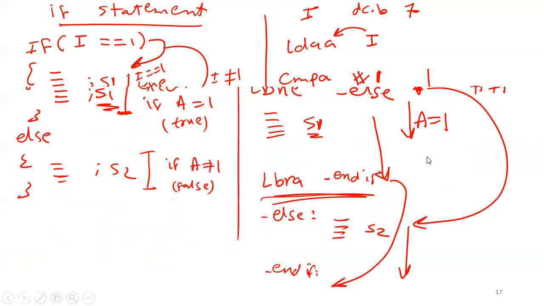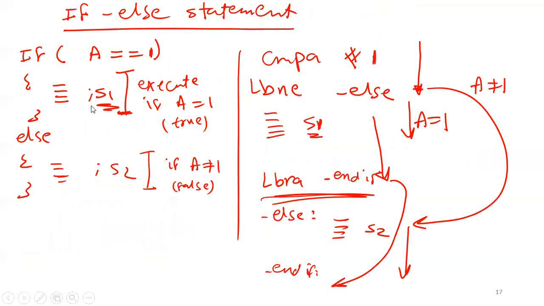Let's have more examples. So let's have another example here, guys. If else statement: if A is equal to 1, I'm going to execute the body of if, so I'm going to execute S1 here. Else, you remember else? In case of else, I'm going to execute S2. You remember what the logic is here from C language? The logic is, I have a condition. If the condition is true, I have to execute S1. If the condition is false, I have to execute S2.